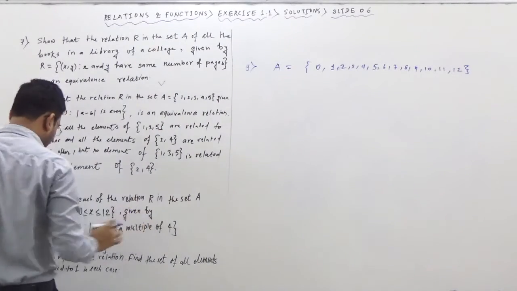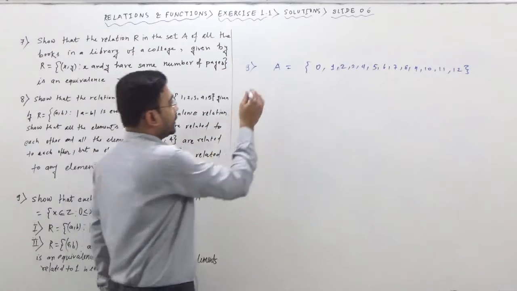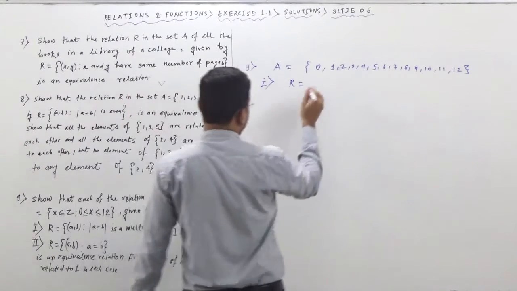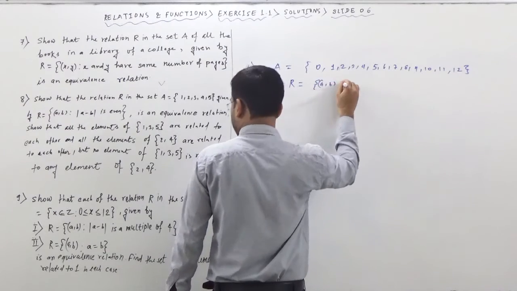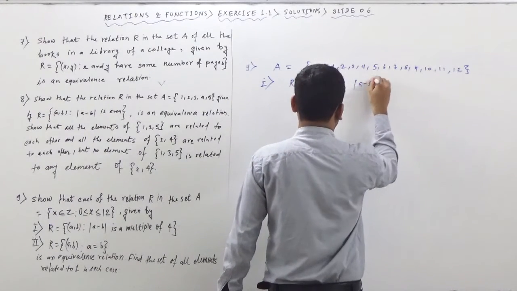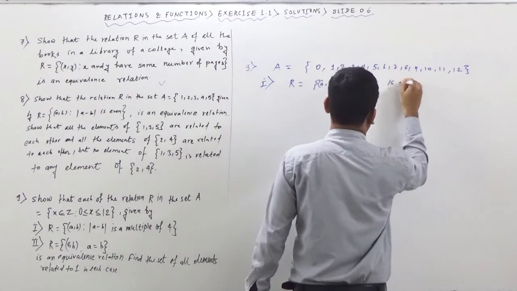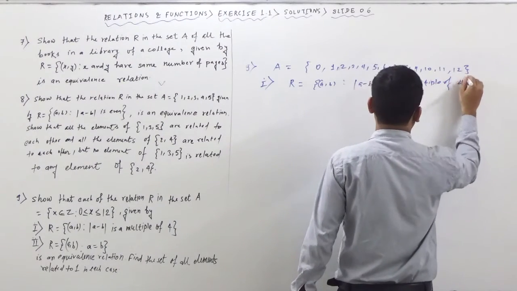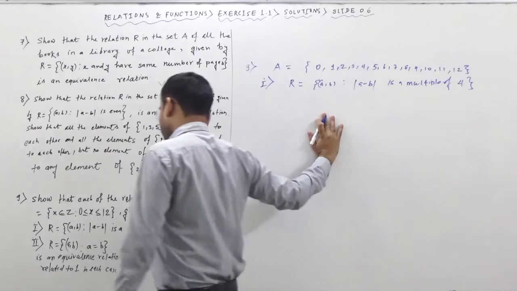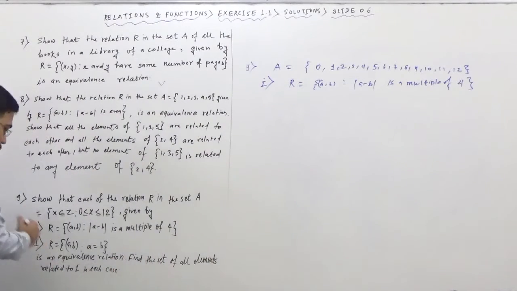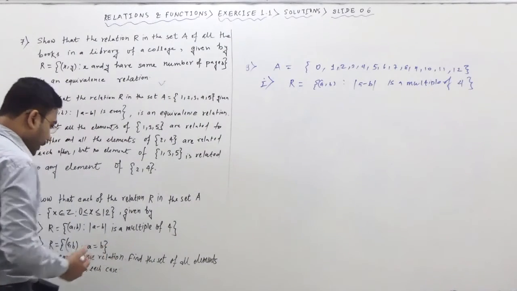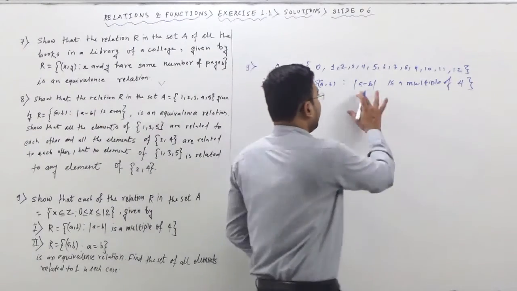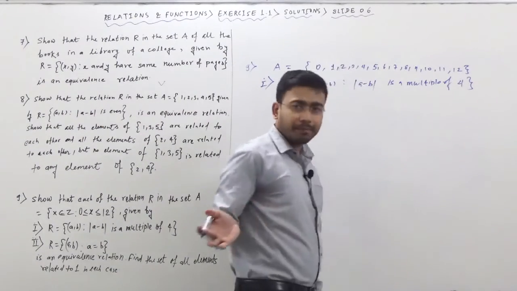Now the question first says, relation R is defined in this way: (A, B) is such that modulus of A minus B is a multiple of 4. Okay, so this is a multiple of 4, is an equivalence relation. There are two questions in it, so one by one we will do it, and find the set of all elements related to 1 in each case. Alright, so A minus B is always a multiple of 4. Can you do it? Yes or no? Very easy.